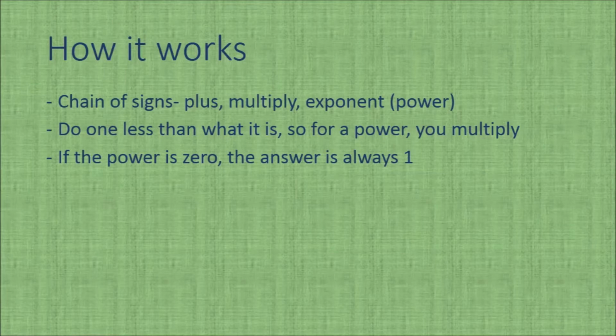For exponent rules, I also have a video on the negatives and adding or multiplying and dividing exponents. This one's the same, in that you do one less than what it actually is. So in this case, if you're having an exponent to an exponent, you're going to multiply. It's one less in kind of the ladder of signs.